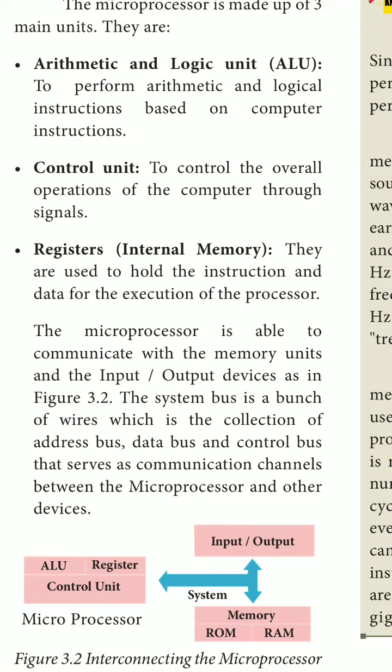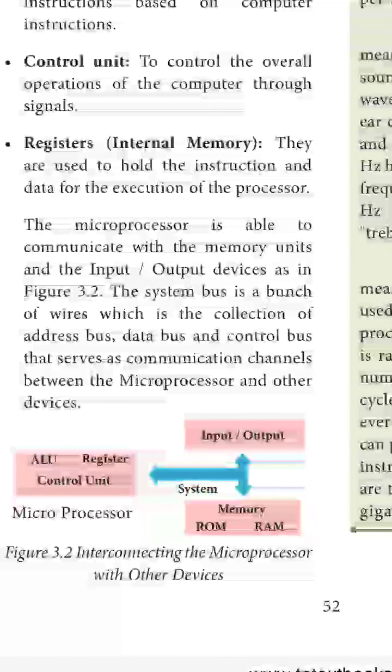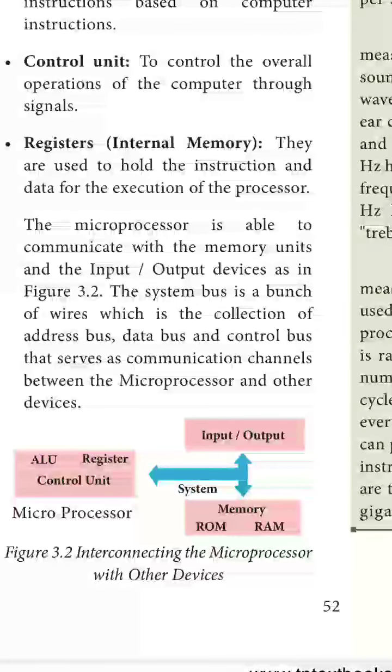The microprocessor is able to communicate with the computer unit and input and output devices as shown in figure 3.2. The microprocessor will communicate with the input and output devices, and the memory unit, read only memory and random access memory. This memory will hold the instruction that we provide to execute.